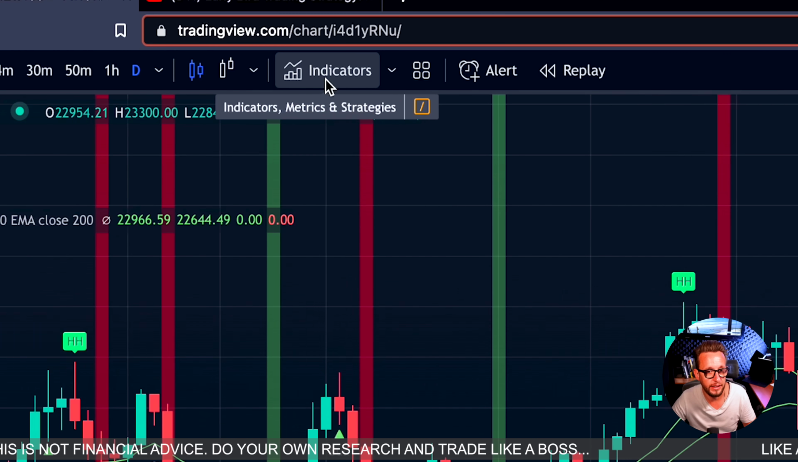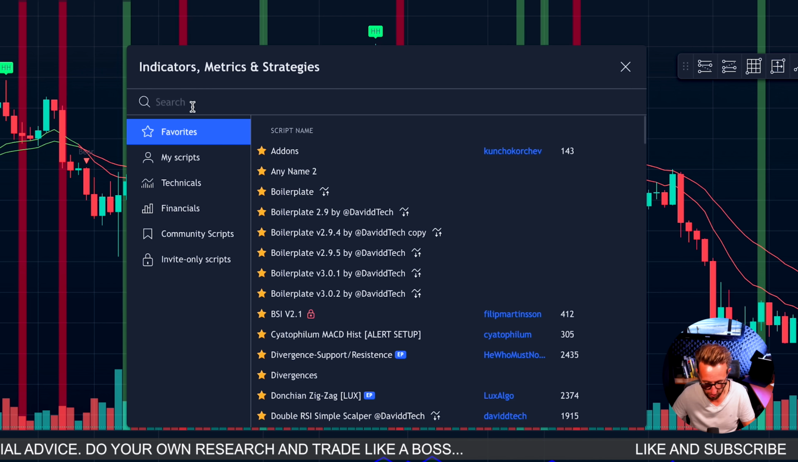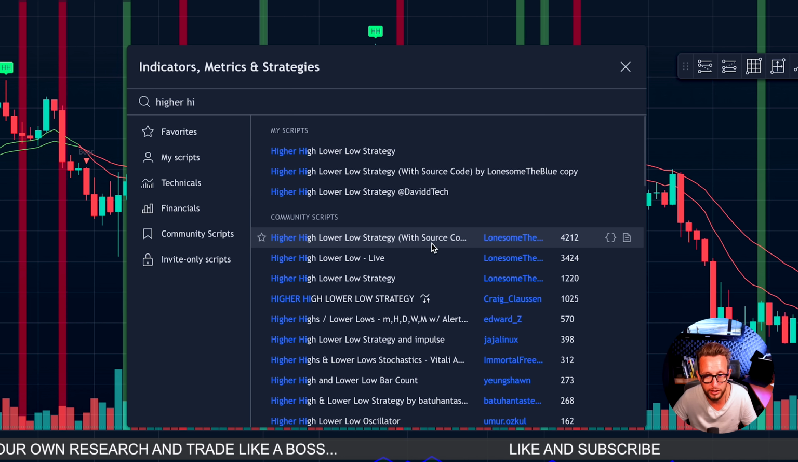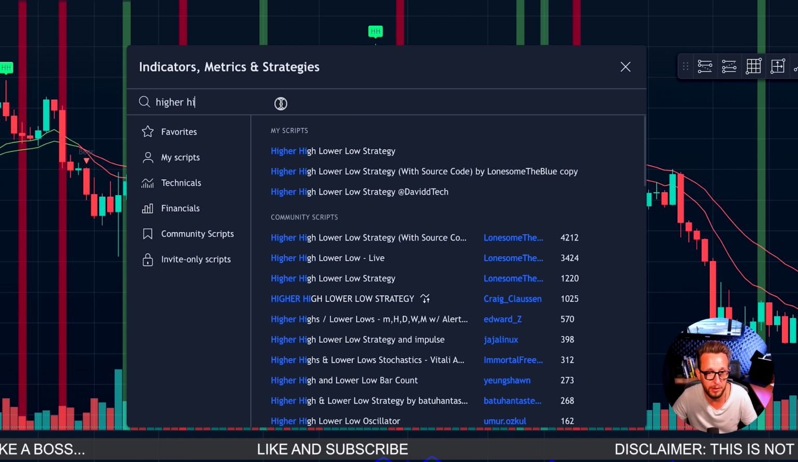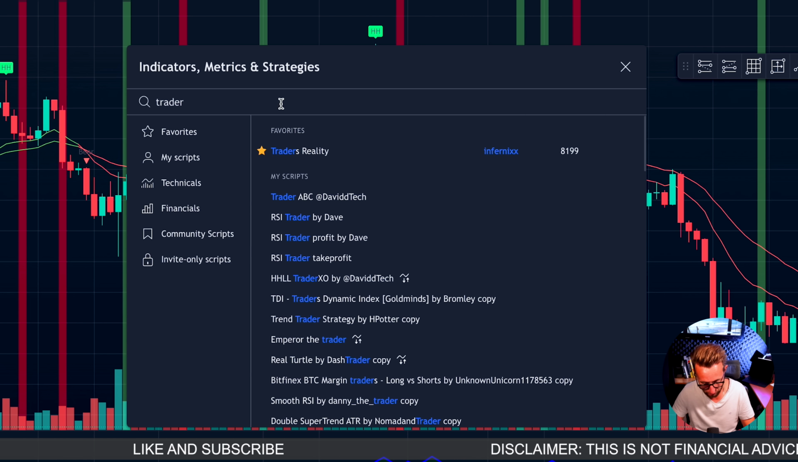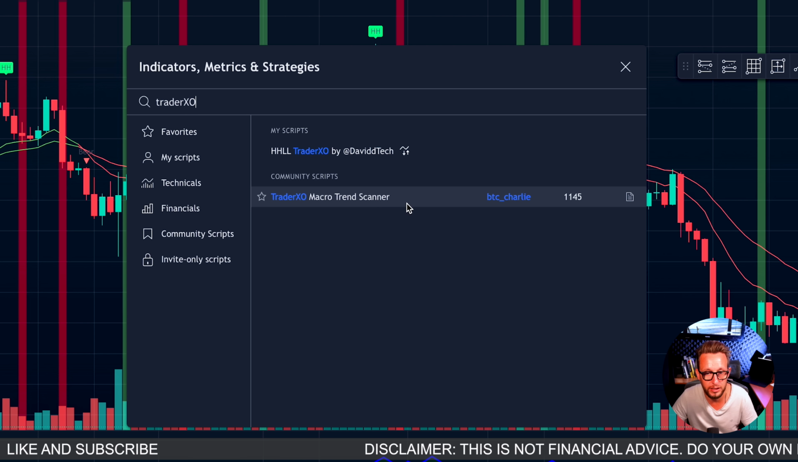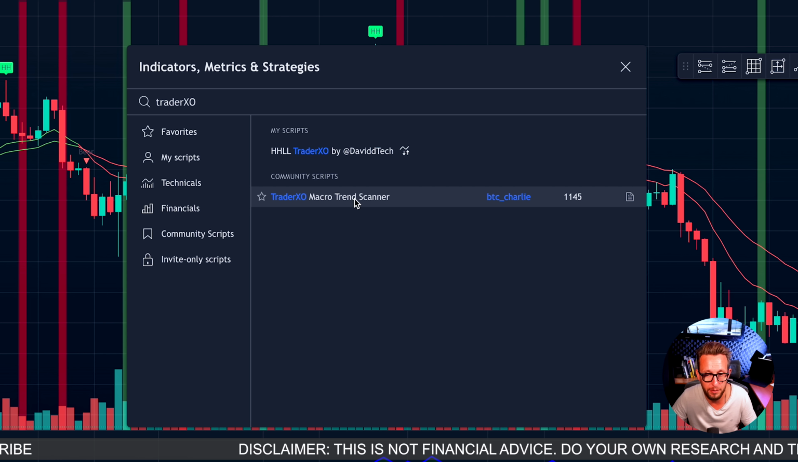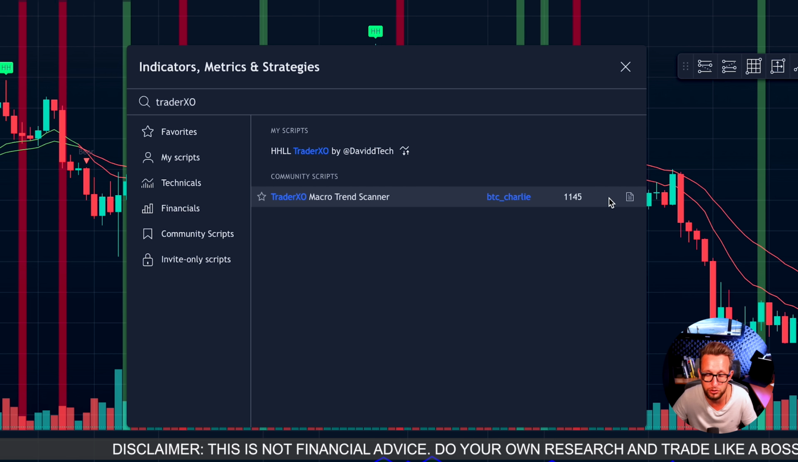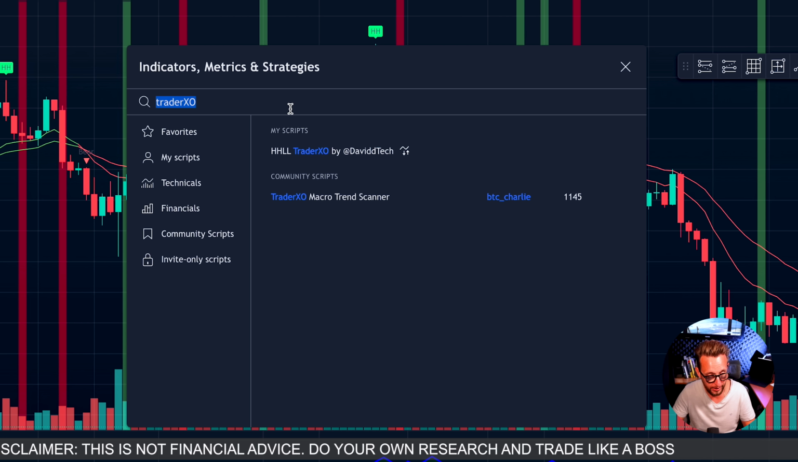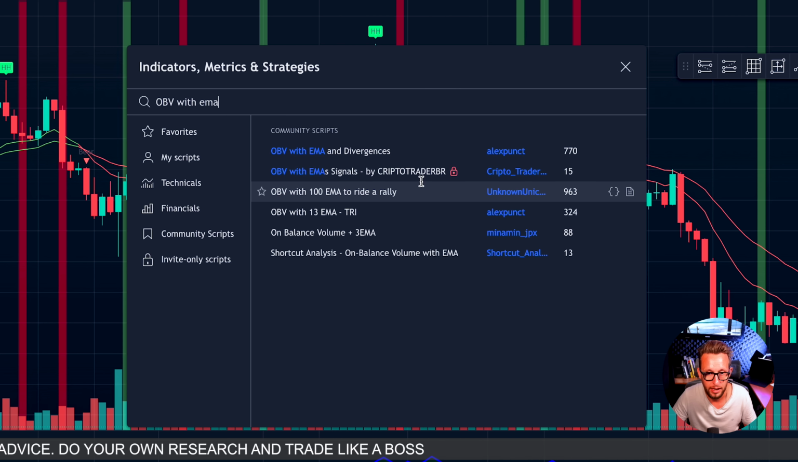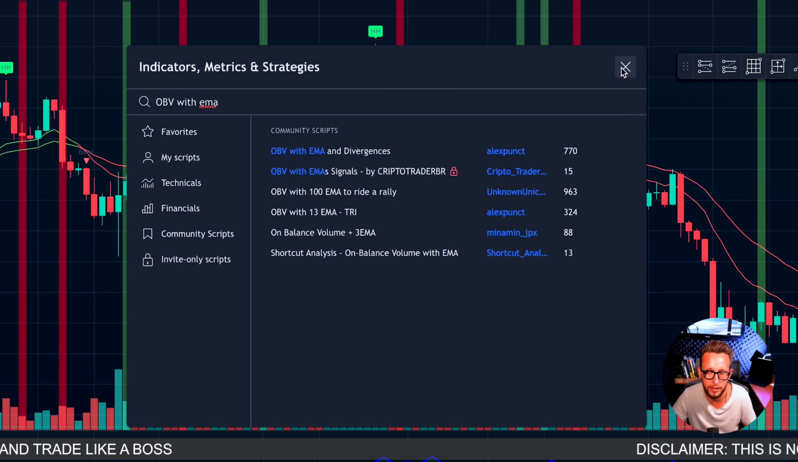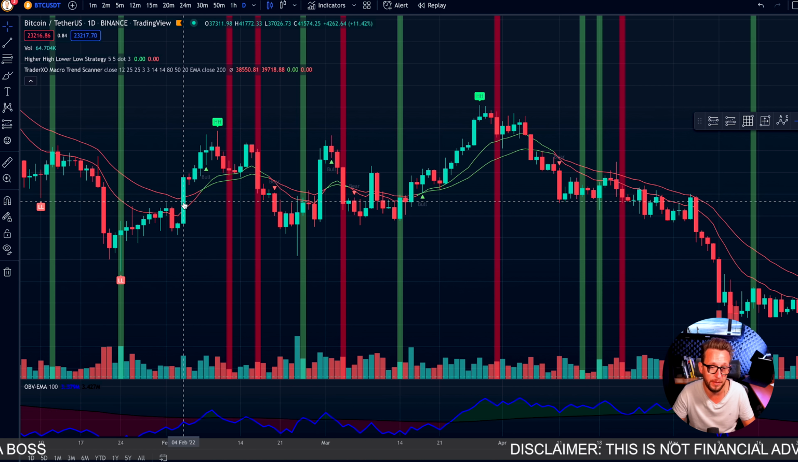First thing we're going to do is add the indicators. So the indicators, we're going to be looking for higher high and lower low trading system by Lonesome the Bear here, which is this one just here. We add that to our screen. Then we're going to look for Trader XO, and you'll be able to find that he has a macro trend scanner, which is that one there. We're going to click that one there. This is a hidden trading strategy, so I'm going to have to work out what's behind it. And then we're going to be adding the OBV with EMA, and that one is this one here, to ride a rally. This one here is going to give us our trend direction. So if you add those three to your screen, it should look something a bit like this.